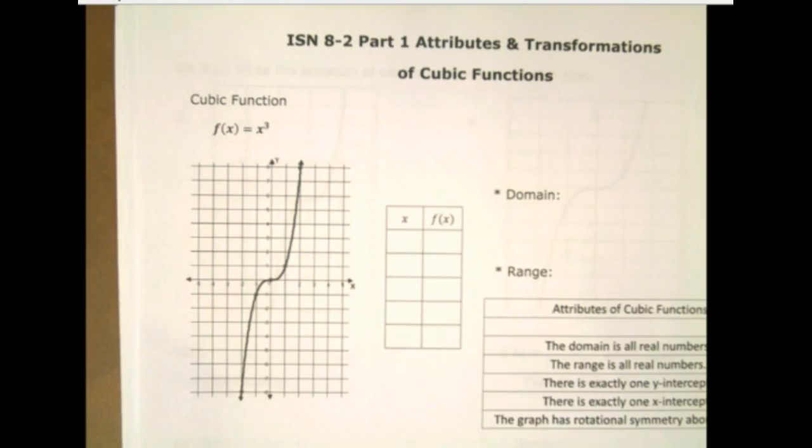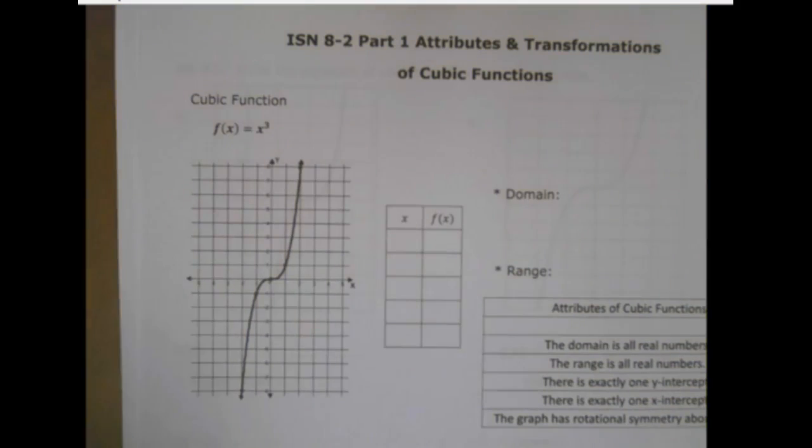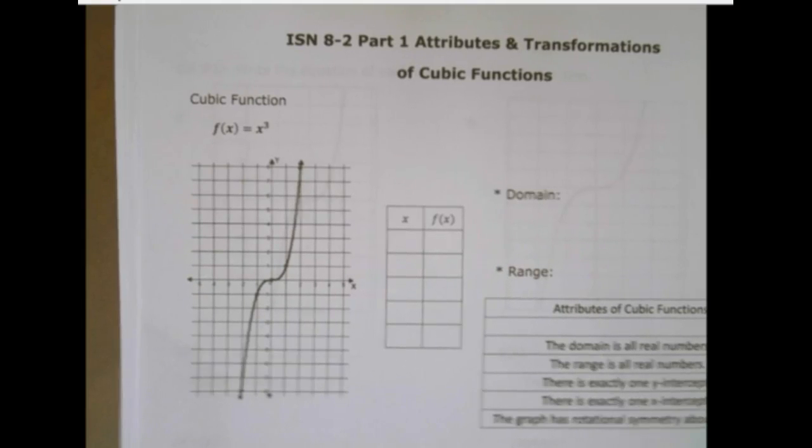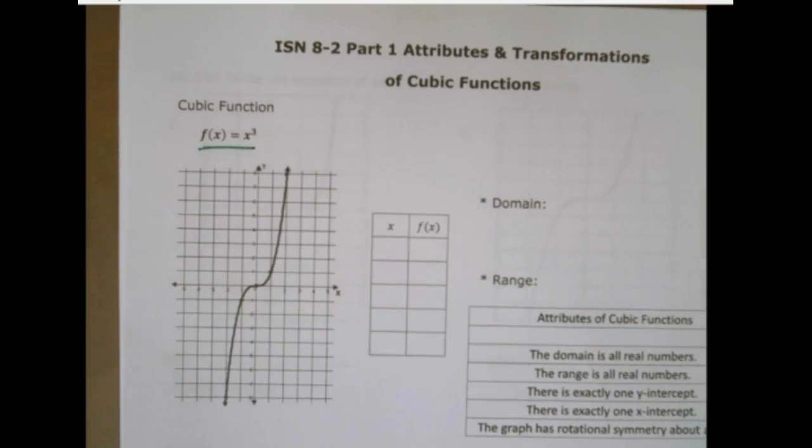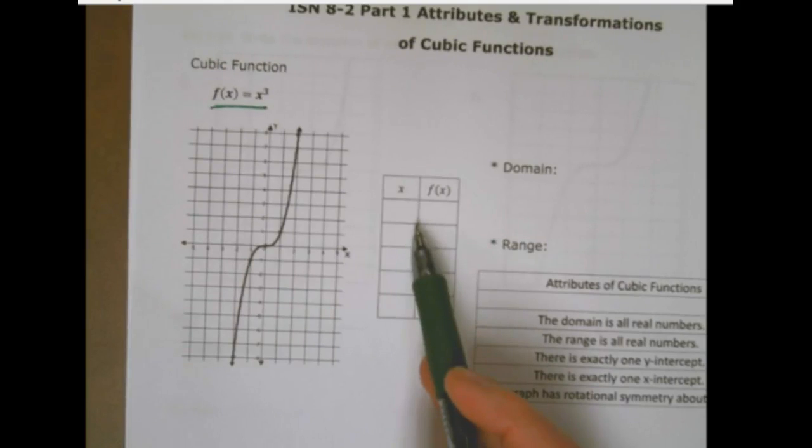Okay, and so this is our notes. This is on the blue notes that's labeled part 1. And so we have a new graph to look at. This parent graph is called the cubic graph. Excuse me. It is f of x equals x to the third power. And so to figure out the graph, you can make a table.